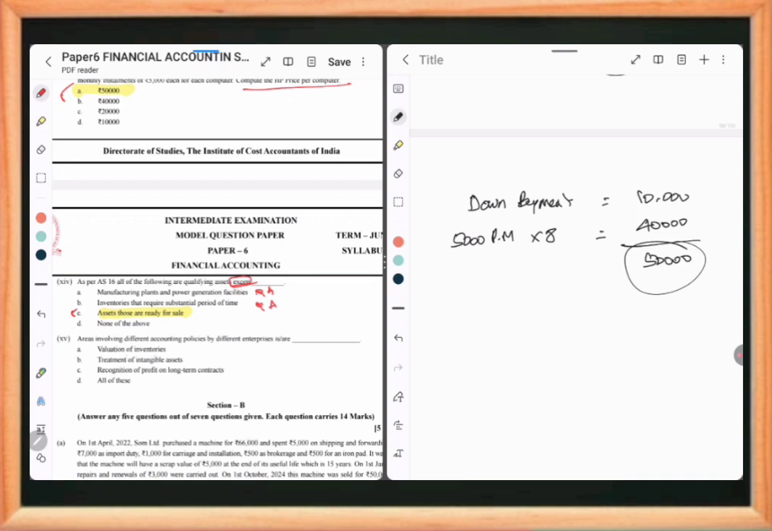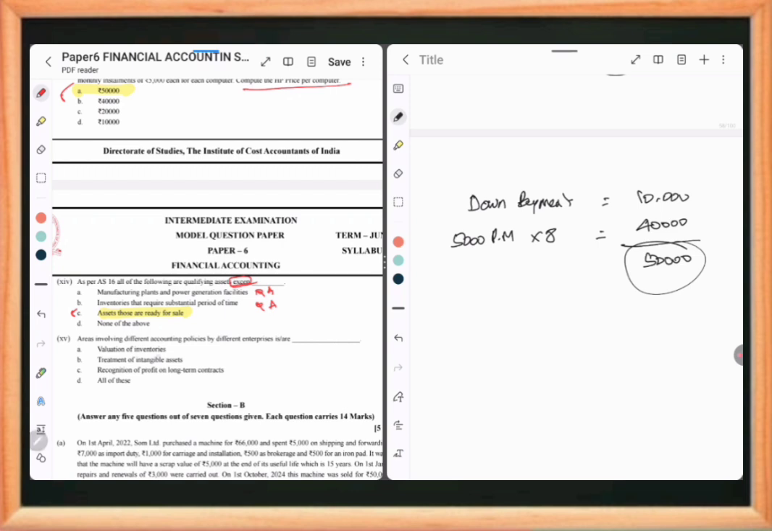And then, areas involving different accounting policies by different enterprises are. That means what? Valuation of inventories, treatment of intangible assets, and recognition of profit on long-term contracts, all of these. So what are the accounting policies? Different companies follow different accounting policies, for inventory policy or depreciation policies, so many policies are there.